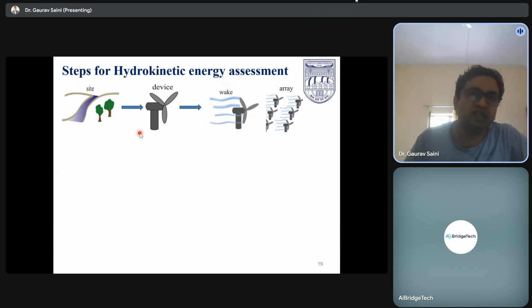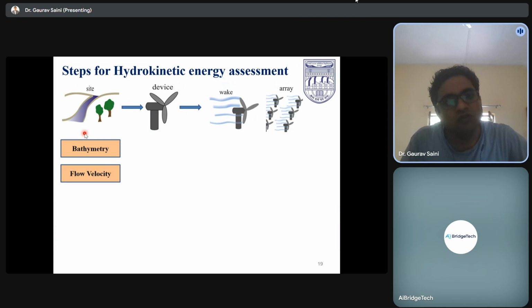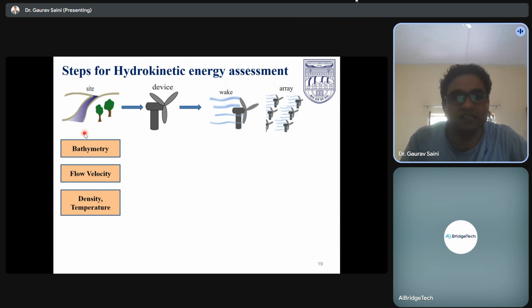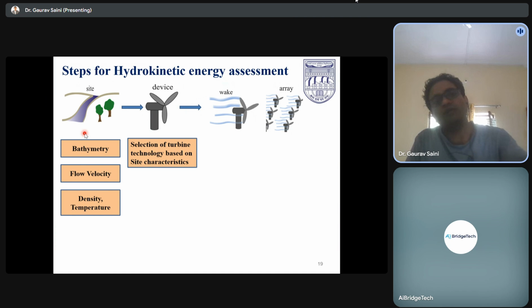First of all, you have to select a site, and based on the selection of the site, you will see what kind of technology may be applicable to this particular site. Then you will select a device. In the case of the site, you have to do the bathymetry, measure the flow velocity, and also measure the density variations and temperature variations. After knowing all these parameters, you will go for the selection of turbine technology, which is based totally on the site characteristics: what kind of velocity, what kind of variation in the discharge, and what kind of variation in the density and temperature of the water over there.